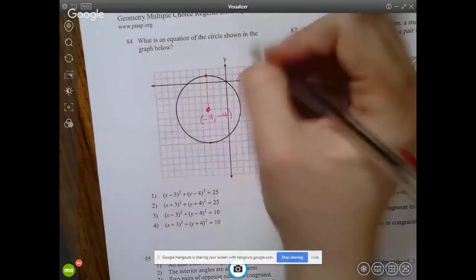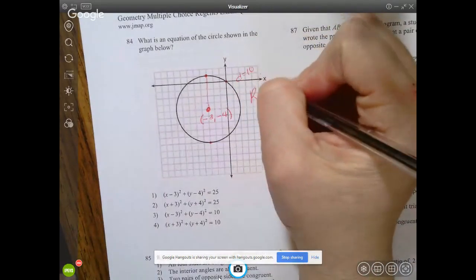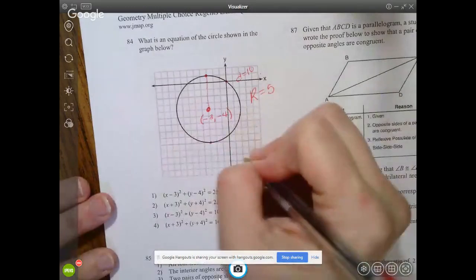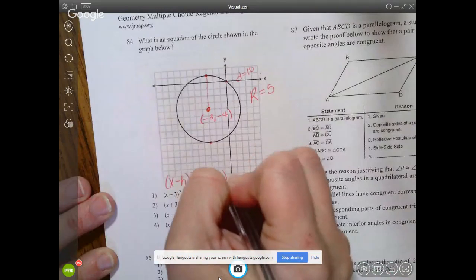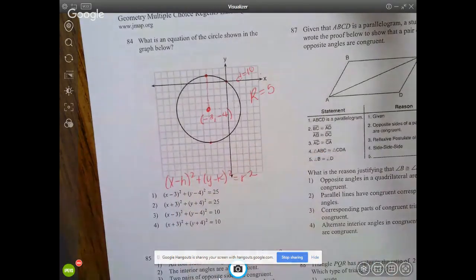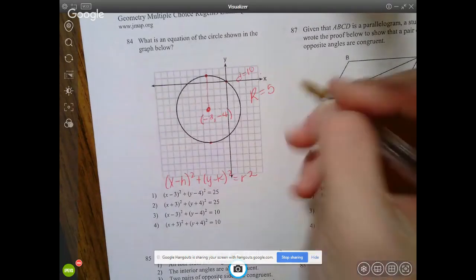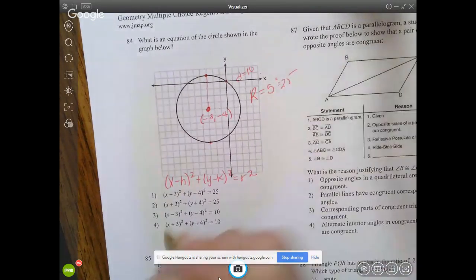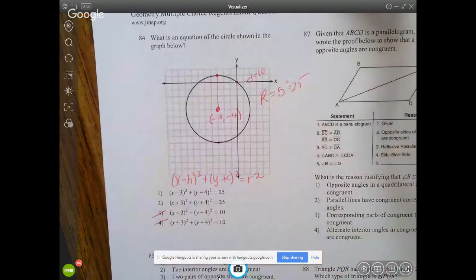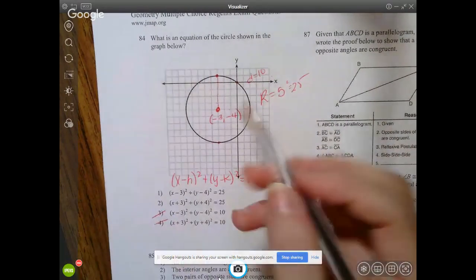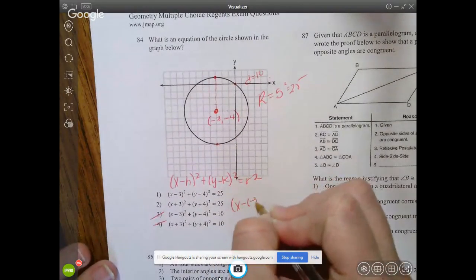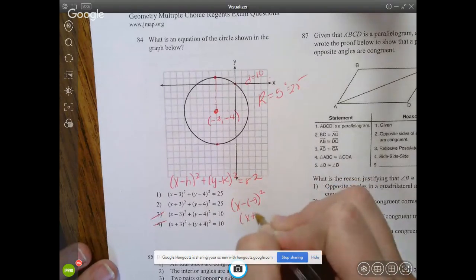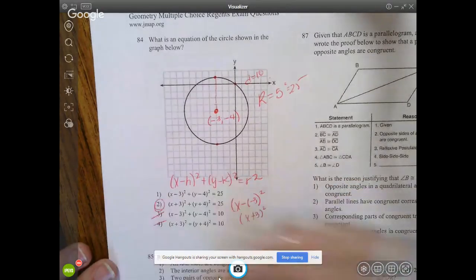We know that the diameter was 10, so our radius was 5. And the formula on the formula sheet is x minus h squared plus y minus k squared equals the radius squared. For me, the easiest thing to do is eliminate ones that I know the radius is wrong. So 5 squared is 25. I can immediately eliminate choice 3 and choice 4. Now I'm left here, and I know that when I plug this into the equation, I'm going to get x minus -3 squared, which is really x plus 3 squared. So I know it's choice 2.